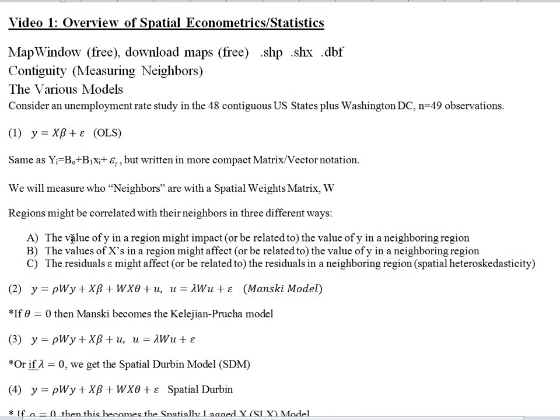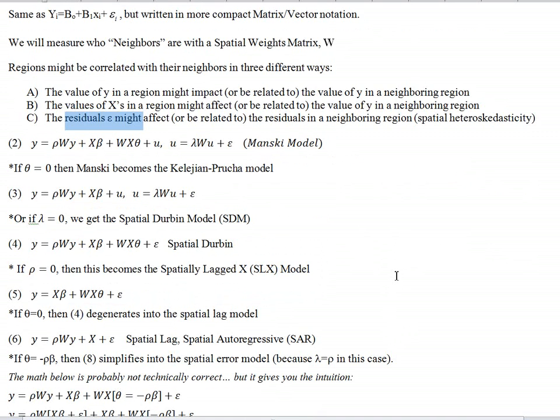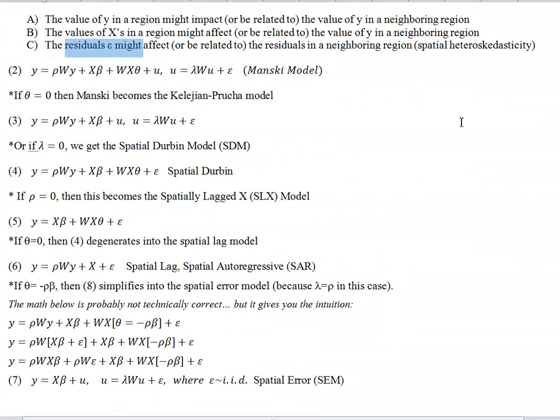So here we have a spatial relationship in the dependent variable, the y's. B, we have a spatial relationship between the x's in the neighboring regions affecting our y. Or it could be that the spatial residuals are affecting our residuals. Three different ways of looking at it. Now, how do we write these models down in formal terms?